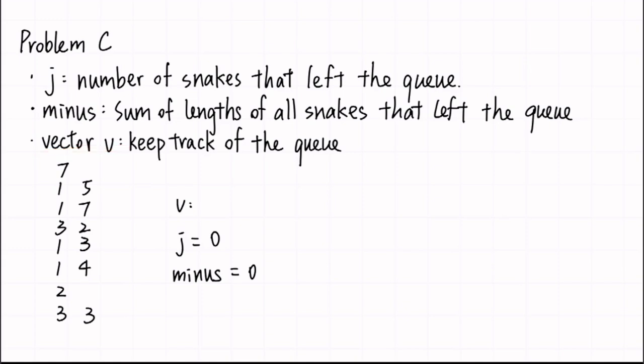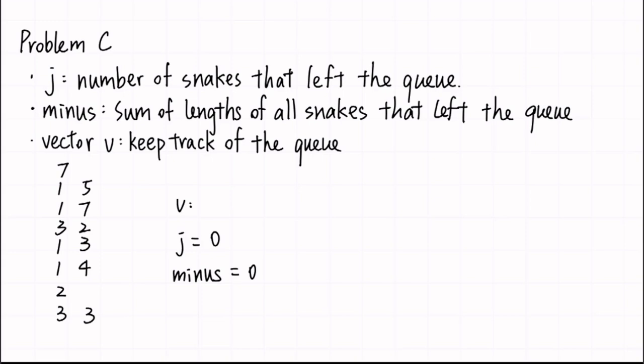And since we don't want to keep popping out elements from the beginning of the vector, since that would take a lot of time, we can just keep track of several variables. One is j, which we can use to keep track of the number of snakes that have currently left the queue.